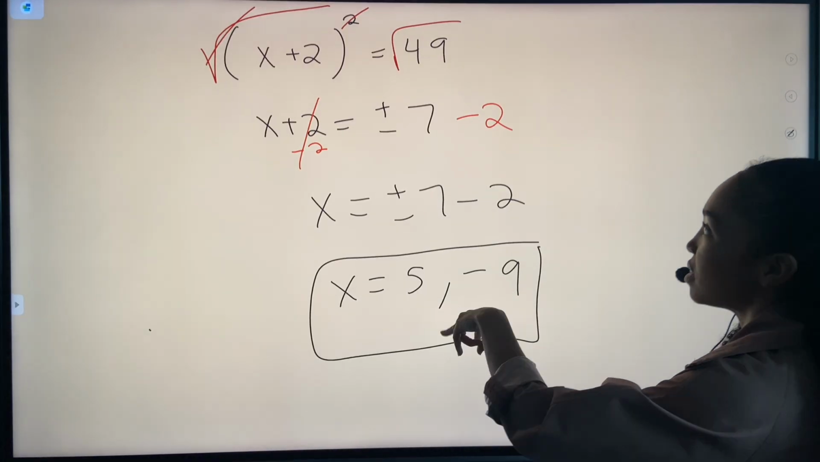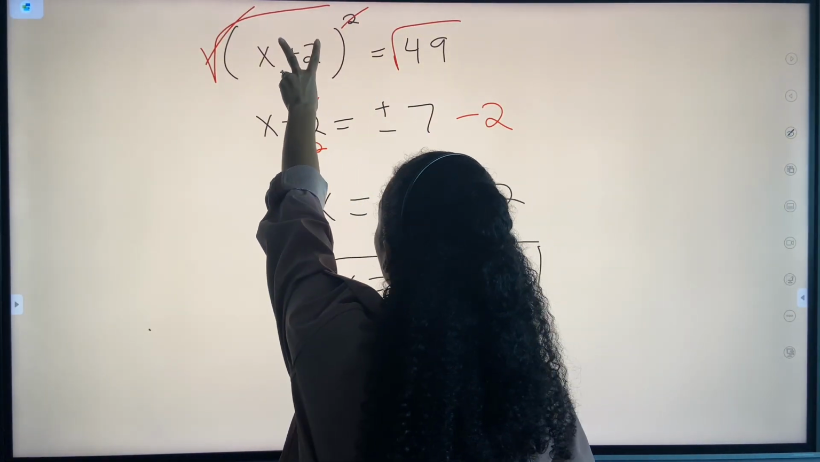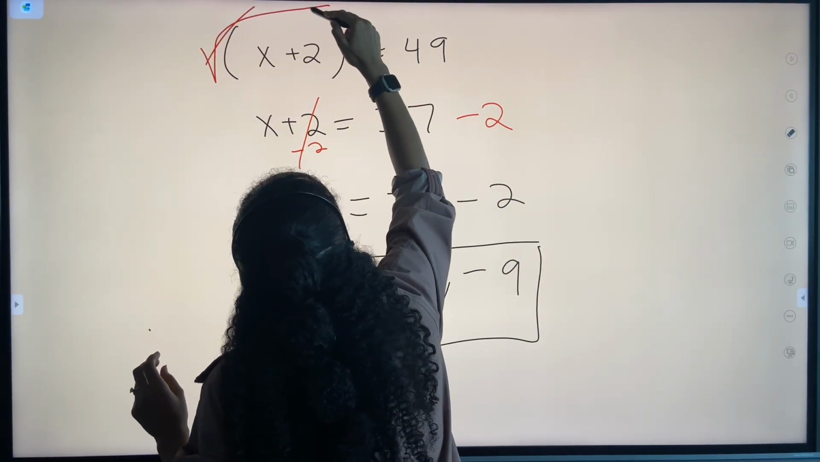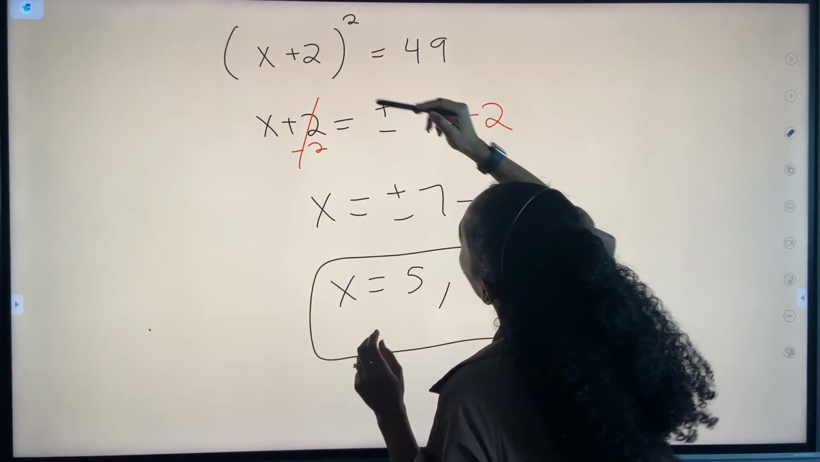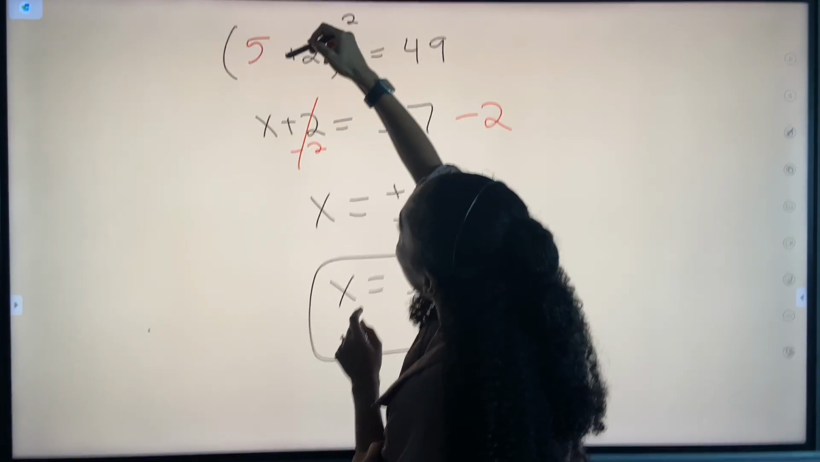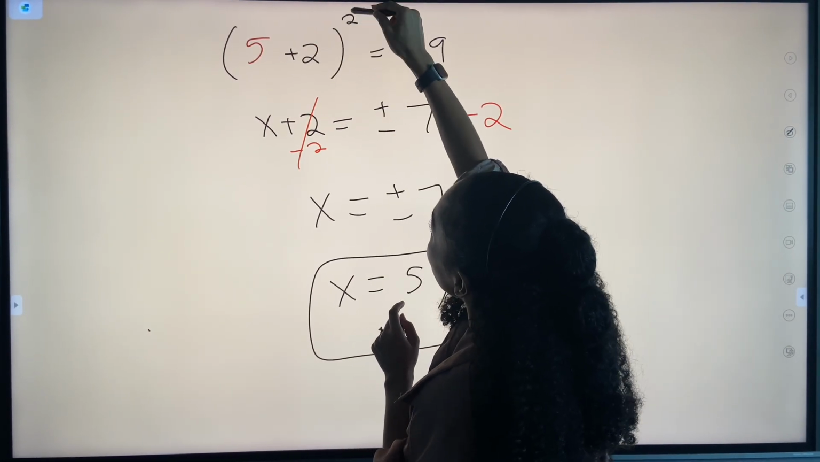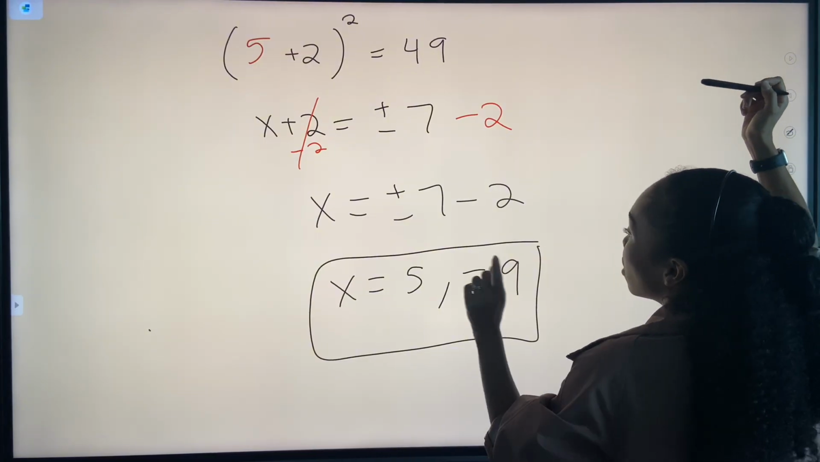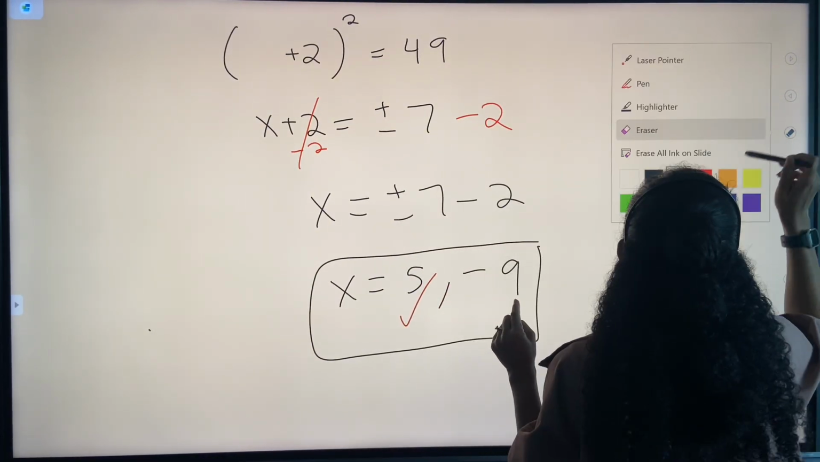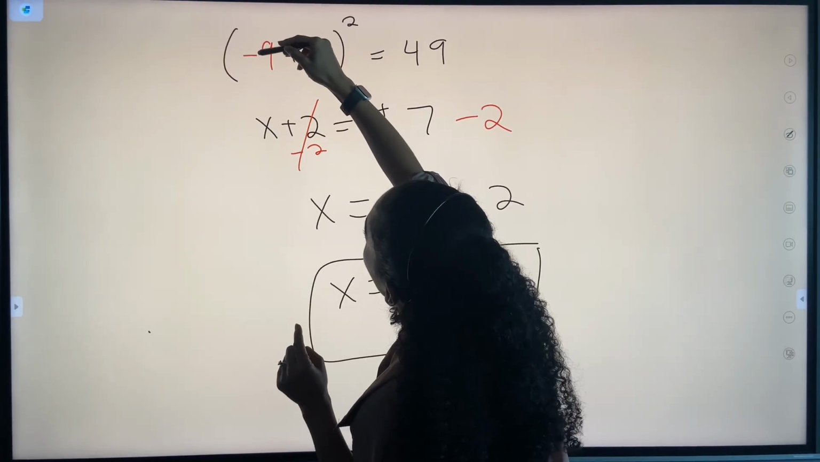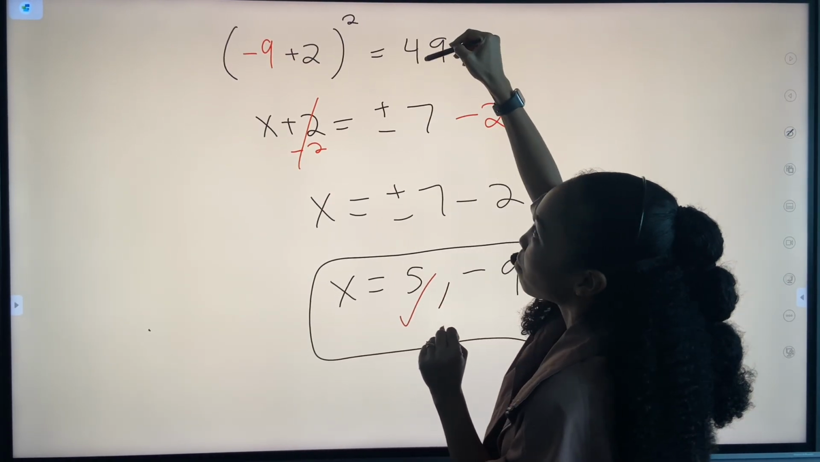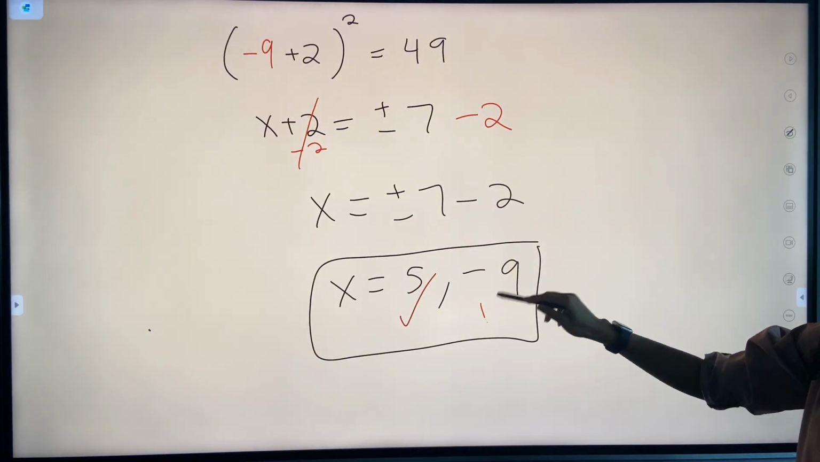So if you were to plug these back into here, you'll get 49. Y'all want to test it out? Sure. Okay. So if I erase this x and put a 5 right there, what's 5 plus 2? Is 7 squared 49? Yes, ma'am. Okay, so that one worked. And let's plug in a -9. What's -9 plus 2? -7. And then is -7 squared a +49? Yes, ma'am. Yep, so those both worked.